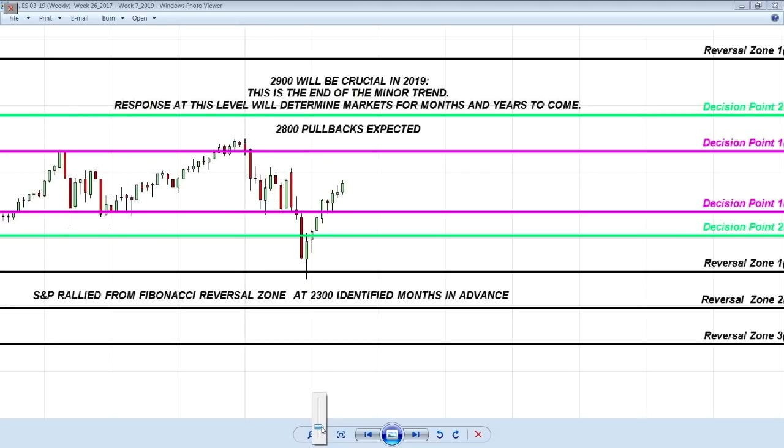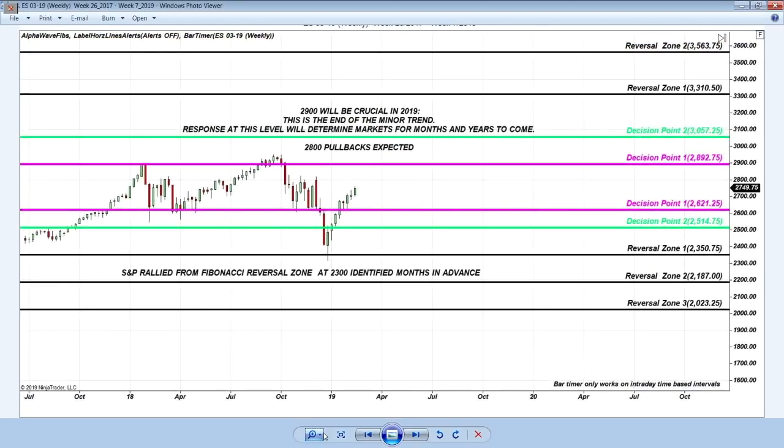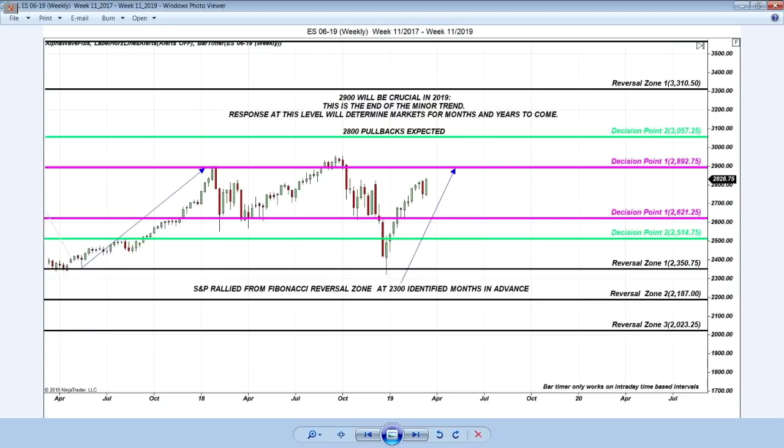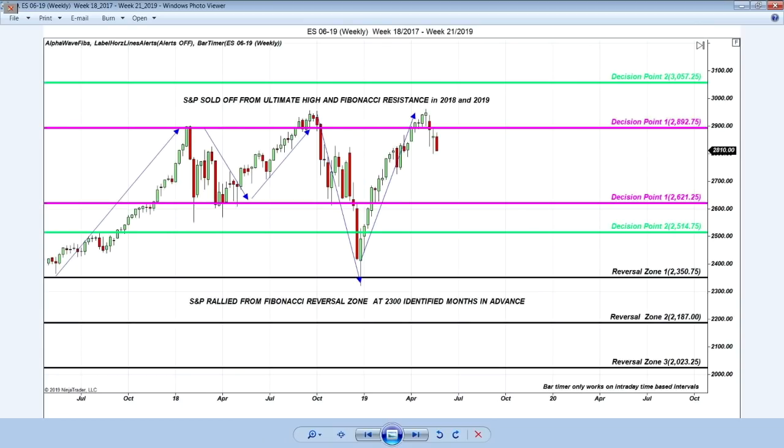weeks and months in advance. 2800 will be a minor pullback. 2900 is key. And that's exactly what played out. Absolutely no surprise. Next. All in advance. Never ever ever after the fact. There is no surprise where you saw the spectacular pullback coming from.